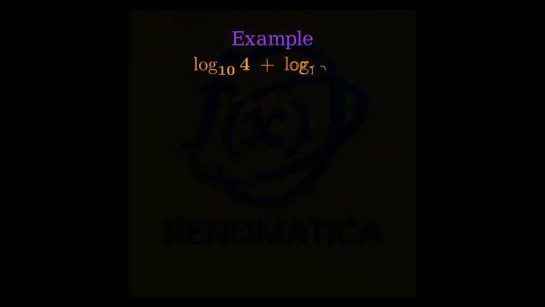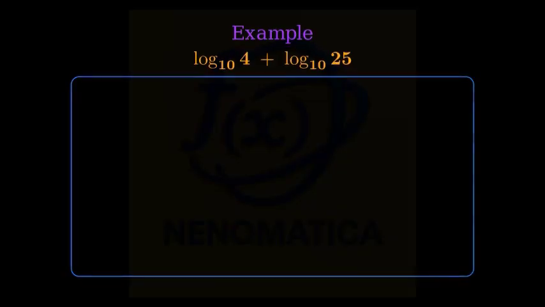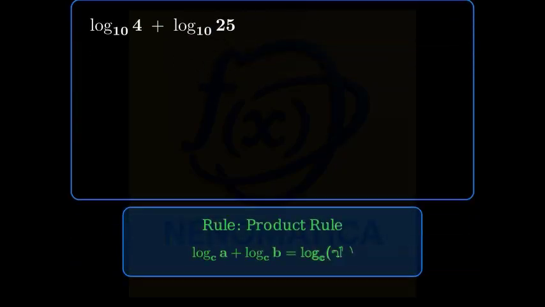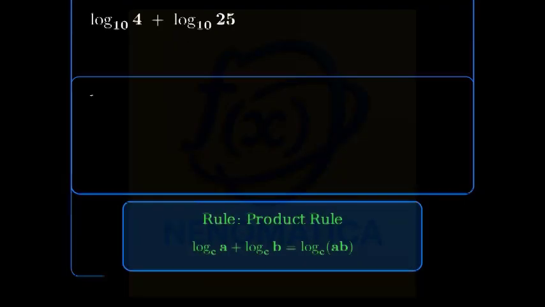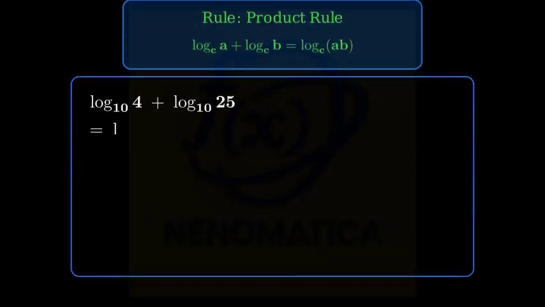Example. Evaluate the base 10 logarithm of 4 plus the base 10 logarithm of 25. Let's open a working panel and copy the starting expression at the top. Step 1. Apply the product rule for logarithms. Log base c of a plus log base c of b equals log base c of a times b. So we combine the two logs into a single log of 4 times 25. Step 2. Compute the product 4 times 25.